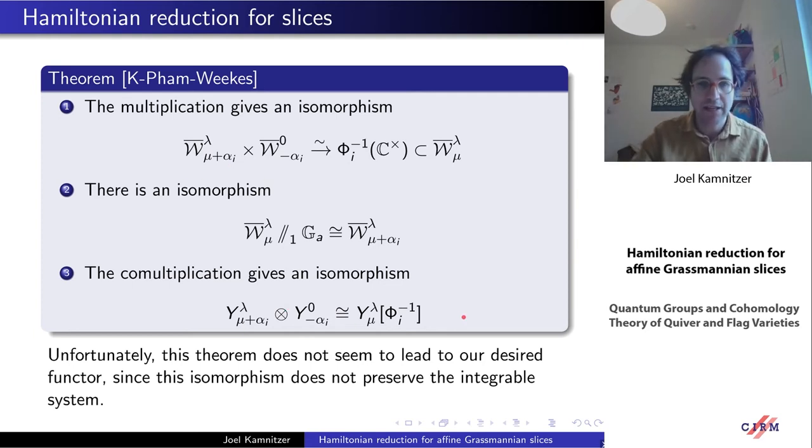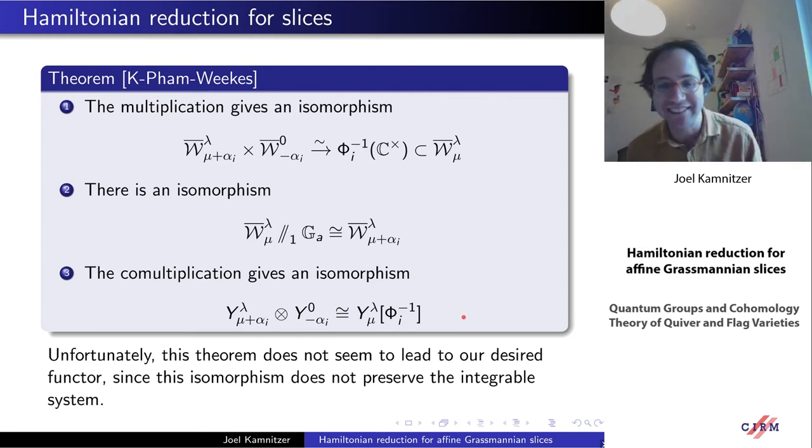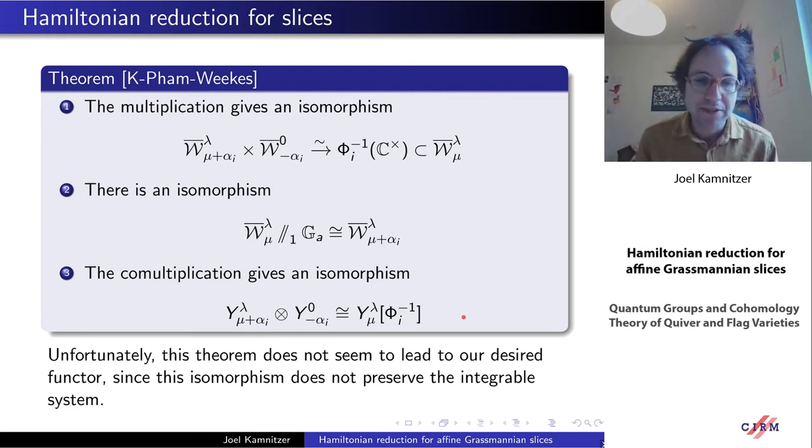Now, for this number three, in our paper we have to prove a slightly weaker version. It's true exactly as stated for SLN, but outside of SLN we have a slightly weaker statement, which is way too complicated to explain in what way it's weaker. But anyway, number three is not quite true as I've written it here. So there's one unfortunate thing about this theorem. We wanted to use this to construct a functor to relate Y lambda mu modules to Y lambda mu plus alpha I modules.